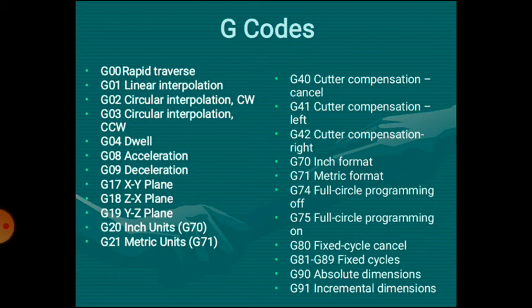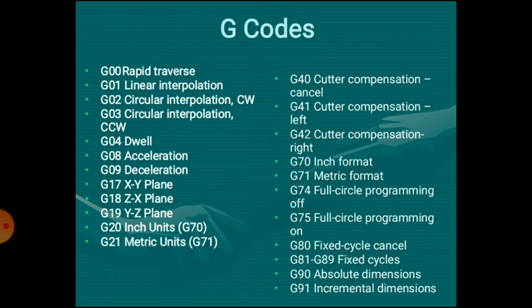G40 is cutter compensation cancel. Then G41 is cutter compensation on the left, and G42 is cutter compensation on the right. So it is a cutter or radius compensation. The radius will be compensated during machining of the outer profile.